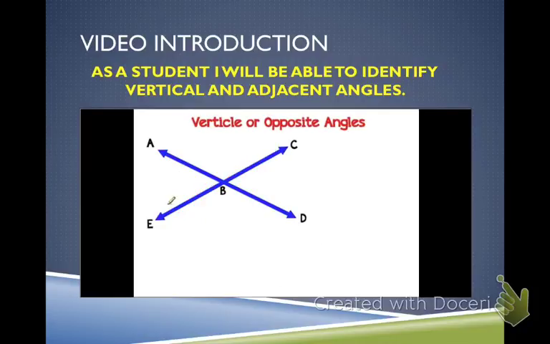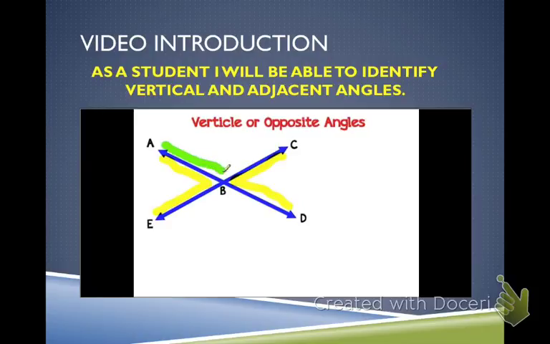The first type of angles are vertical or opposite angles. Vertical or opposite angles are angles that are opposite each other. Very easy to remember because you can think about opposite means across from. So here we've highlighted two opposite or vertical angles. So angle ABE is opposite angle CBD.